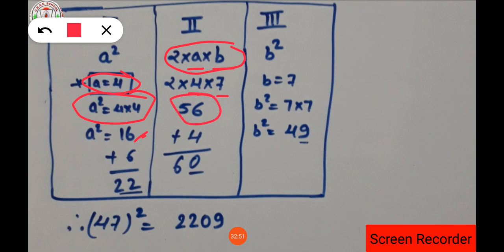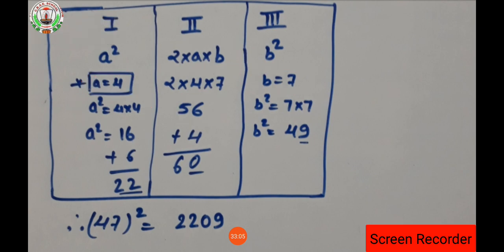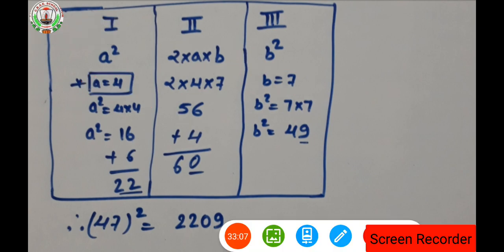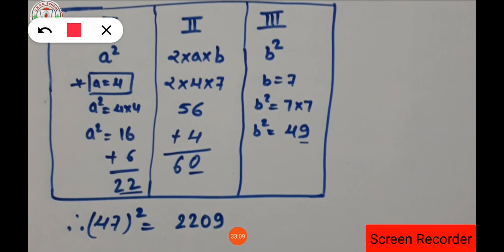Okay. Now in the third column, B square, value of B is how much? 7. That means B square is equal to 7 into 7. So B square will be 7 into 7, that is 49. Isn't it? Here the 2-digit number is there. 49 is a 2-digit number. The 1's digit we will mark, and the second, 10's digit will be carried forward to the second column and added.